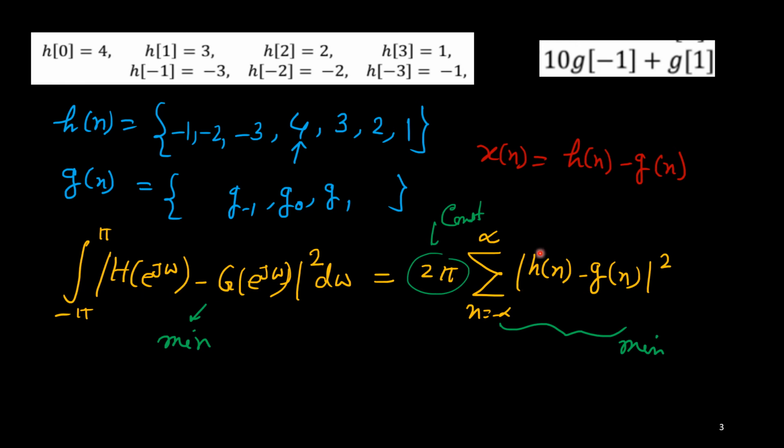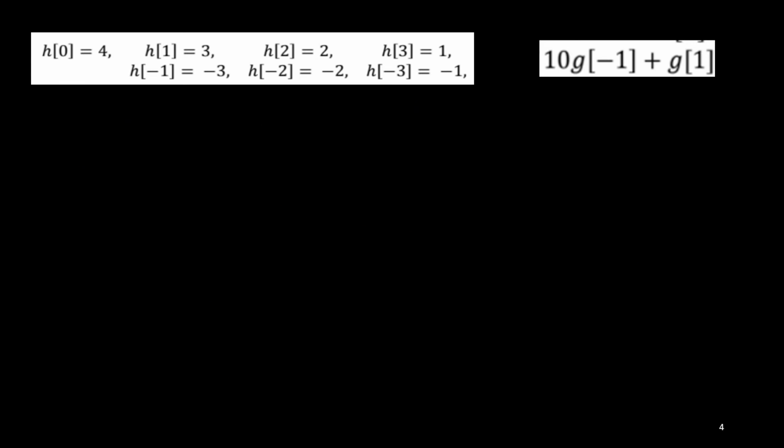Okay. And now we can compute this summation, and then we can see how we can minimize this one. So what will be the coefficients for g0, g1, and g of -1, so that this is minimized, right? Okay. So let us go. So this summation of h of n minus g of n, that square. Okay. So this is simply the square of that one.